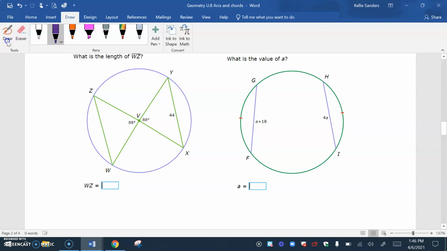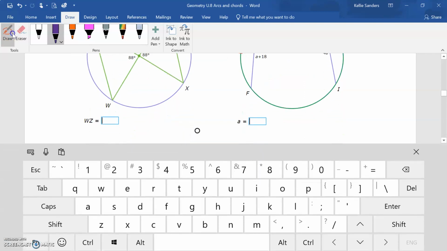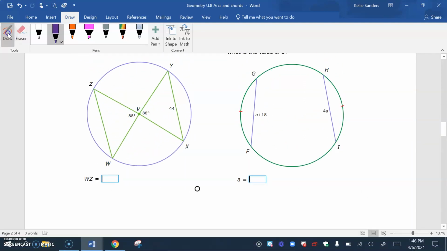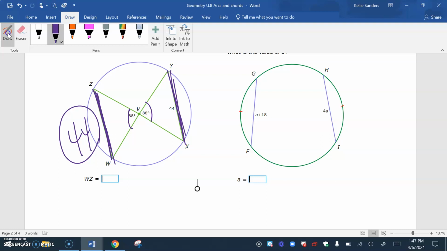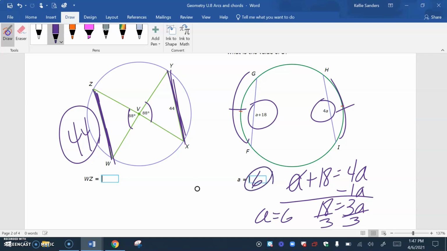What is the length of WZ? WZ is right here, and that is 44. Since these two angles are the same, then these are the same, and so that is 44. And now we're starting to do some algebra. So if this arc and this arc are congruent, then this chord and this chord are congruent. So A plus 18 equals 4A. Subtract the A, and you get 3A. Divide by 3, and our A is 6, and that's what we're looking for, so we would be finished.